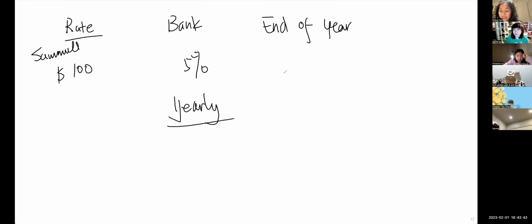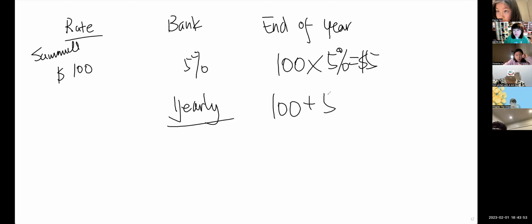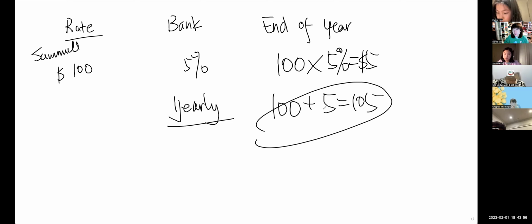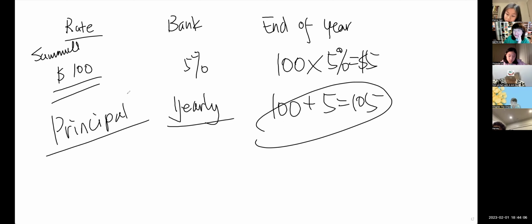105. Very good. Because it's 1 year and Samuel has $100, so 100 times 5% equals $5. So 100 plus 5 equals 105. So Samuel will have $105 as the interest plus the principal. So this $100 is called the principal. But this principal is not like your school principal. This is like your basic. If you don't have the principal, you cannot make any interest. So that means you have to have some money in order to make money.